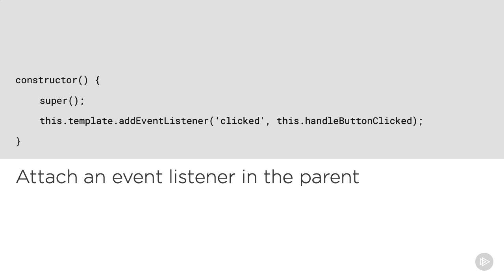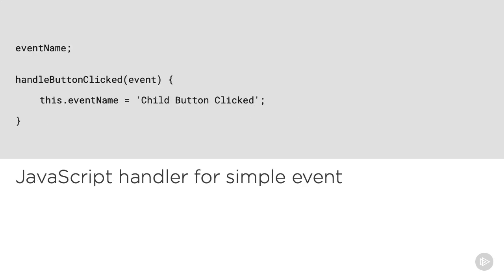This is what the second method of adding an event listener might look like. Typically, this will be done in the constructor for the component. In both those examples, the handler was named handle_button_clicked, and this is an example of what a handler might actually look like. In this simple example, the handler is just setting the value of a variable named event name.